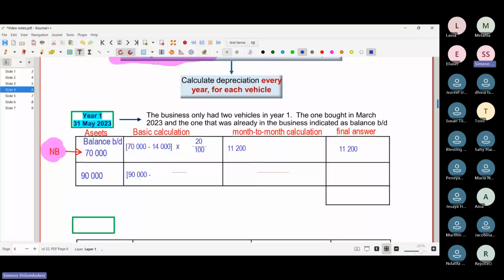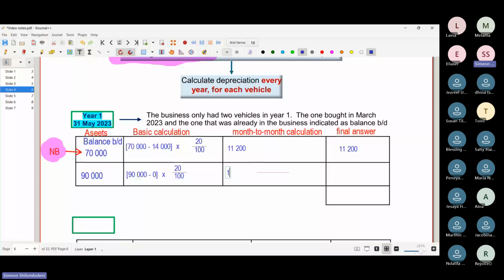So I'm going to write 0 here, but we don't necessarily have to write 0 because we know 90 minus 0 is still 90. Then we multiply by 20% over 100. How much are we going to get? 18,000, sir. 18,000. Now we go to our month-to-month calculation.